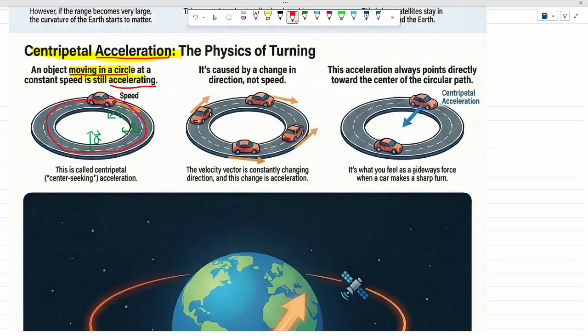And I don't know what an "aid-ways force" is. I think it's meant to be a sideways force. It's what you feel as a sideways force when a car makes a sharp turn.